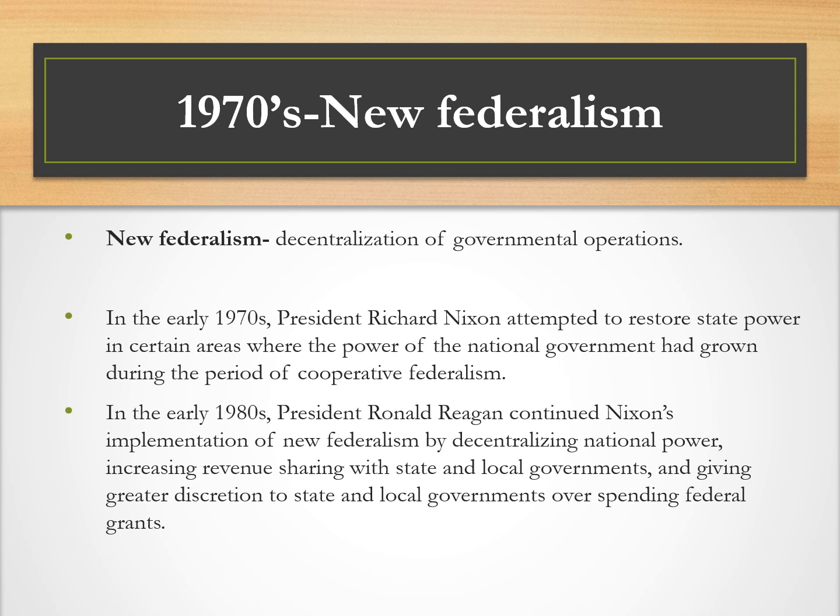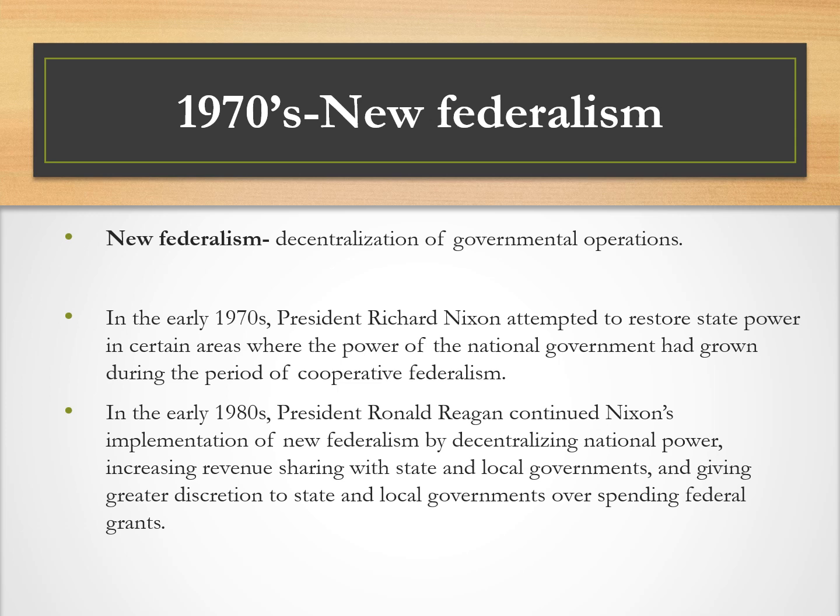In the 1970s, new federalism started to emerge. And when we talk about new federalism, we're talking about the decentralization of governmental operations. So remember, during cooperative federalism, the federal government was gaining power. So now, in the 1970s, and particularly with Richard Nixon's presidency, we see an attempt to restore state power in certain areas.